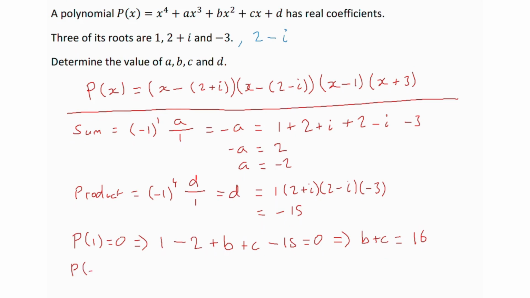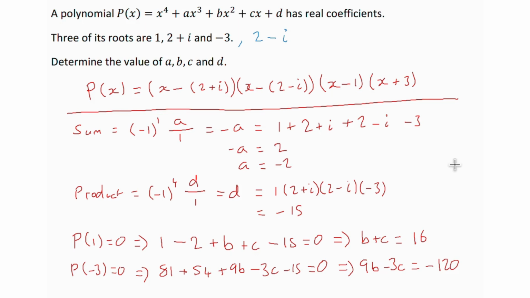Similarly, I know that p of minus 3 is equal to 0, which means that minus 3 to the power of 4 is 81. Minus 3 cubed is minus 27 times a, so times minus 2, that's going to be plus 54. Then I've got plus 9b minus 3c minus 15 is equal to 0, because this is a root. So that gives me 9b minus 3c is equal to, adding all these up, minus 120.